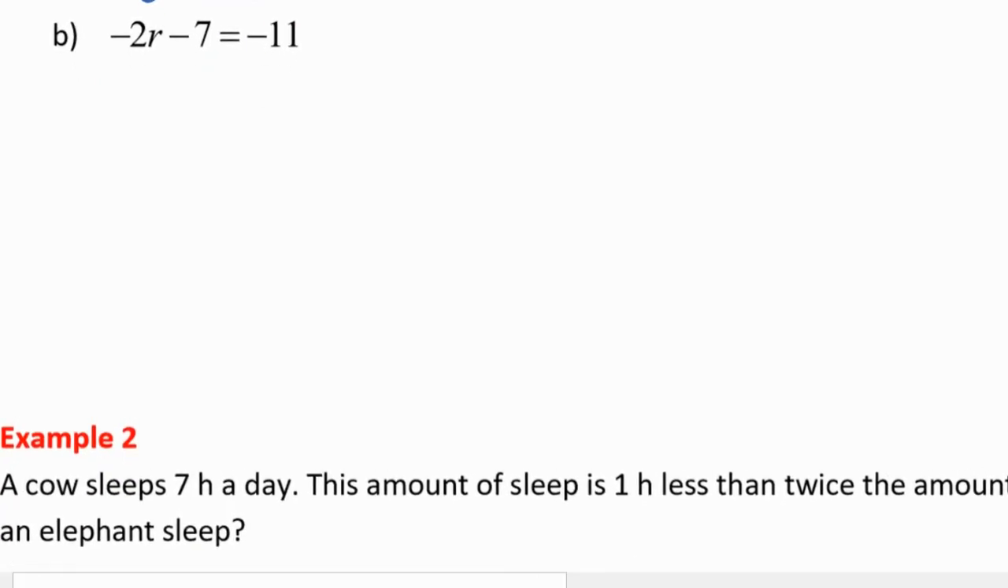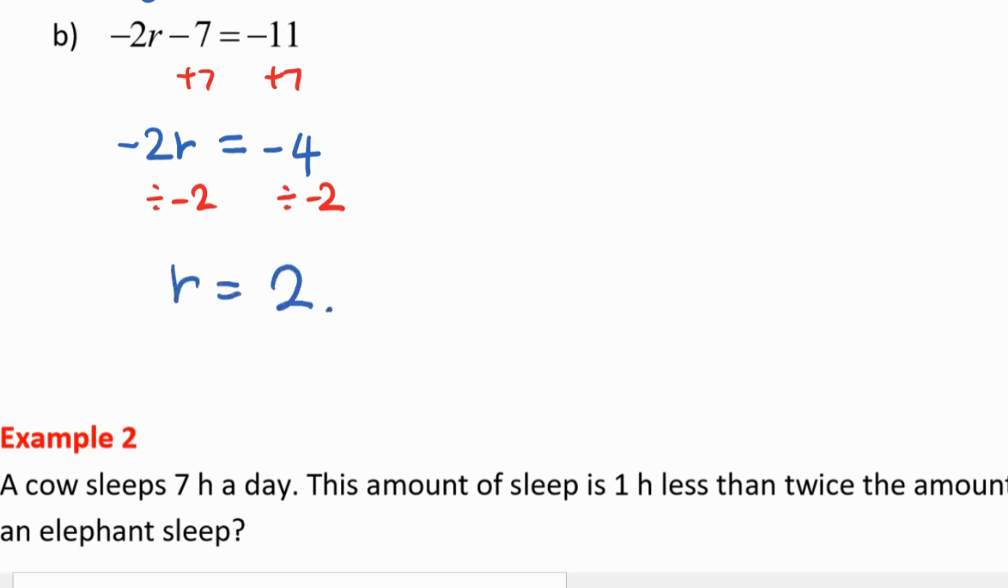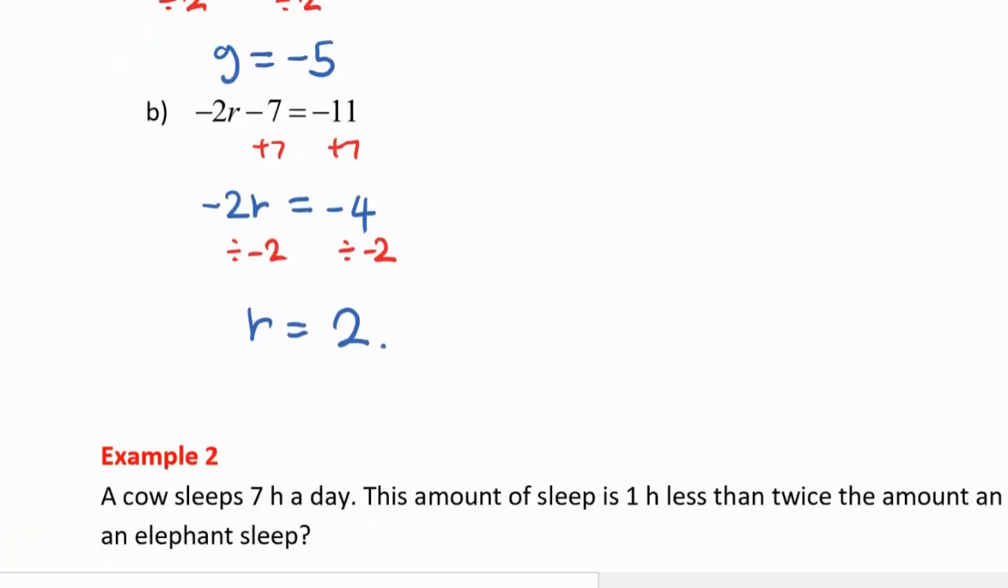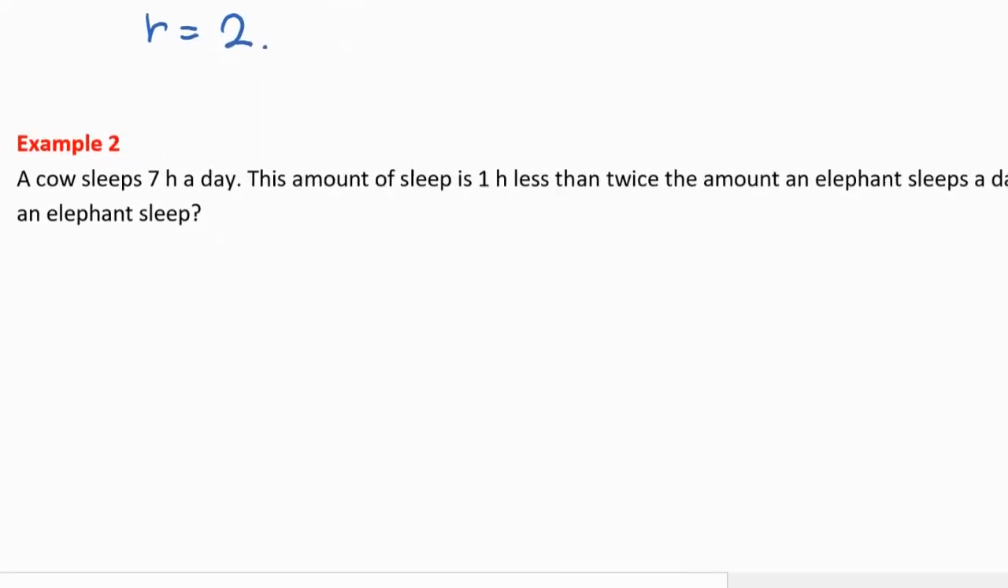Letter B. Again, we're going to isolate the term with r and then isolate r. So let's add 7 to isolate negative 2r. And that will be negative 4. And let's divide both sides by negative 2. Then r will be positive 2. So did you guys get the right answer? Let's move on to the word problem.